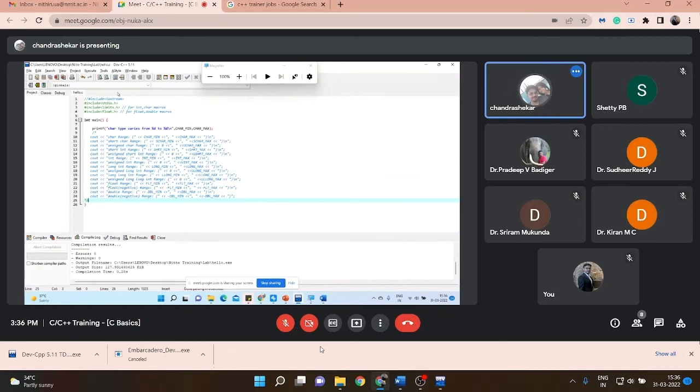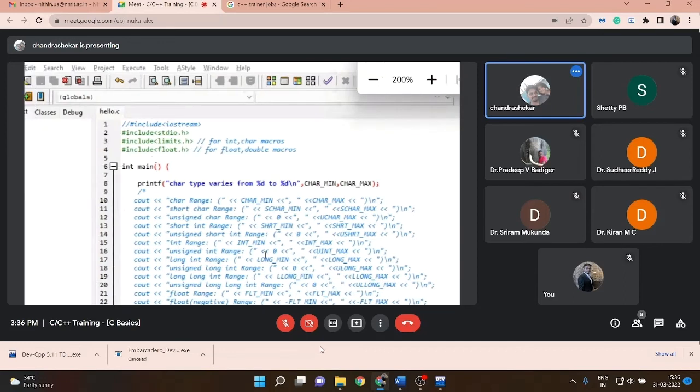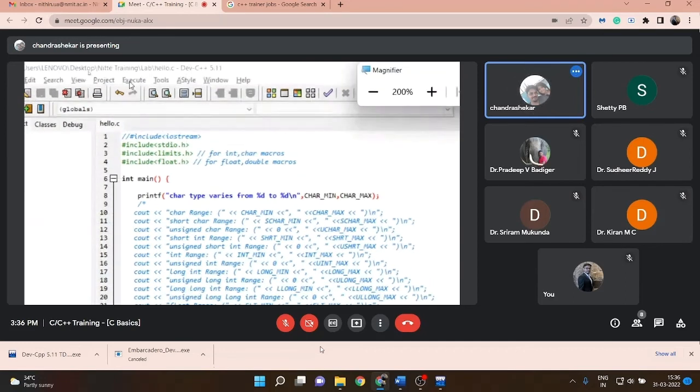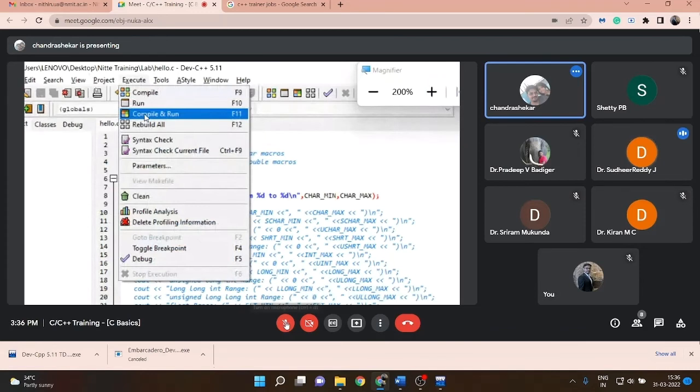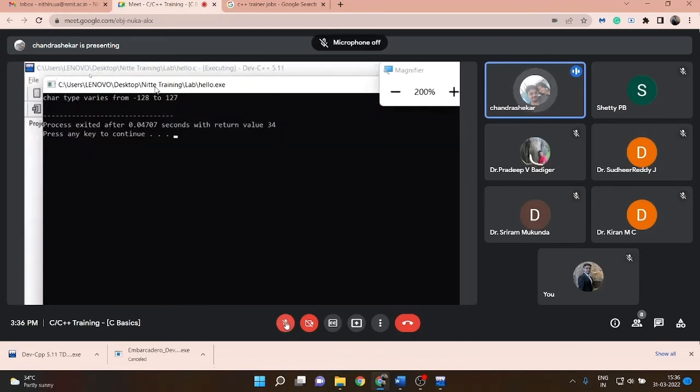Let's print this. Let's compile this first. I hope it will compile. Yeah, it's compiled. You're able to follow, right? Yes, yes. Okay. So I printed: the character type varies from -128 to +127.